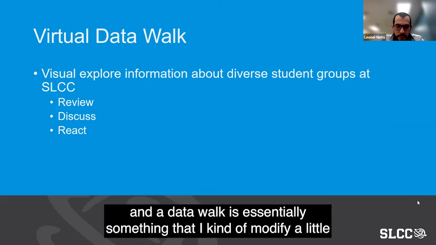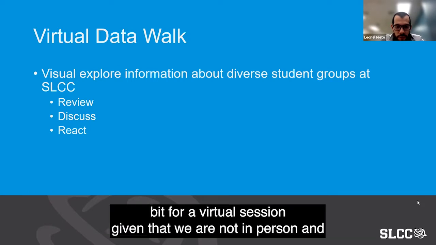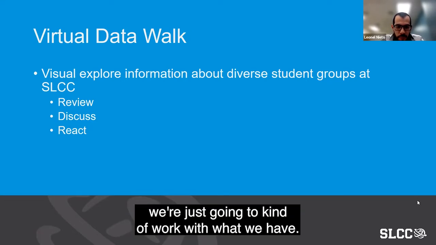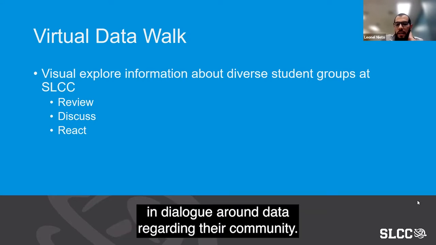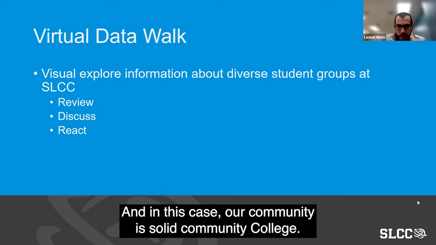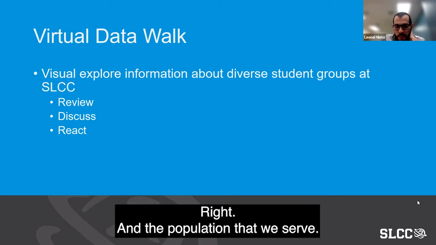And a data walk is essentially something that I modify a little bit for a virtual session, given that we are not in person, and we're just going to work with what we have. So a data walk is an interactive way for data stakeholders to engage in dialogue around data regarding their community. And in this case, our community is Solid Community College, right? And the population that we serve.